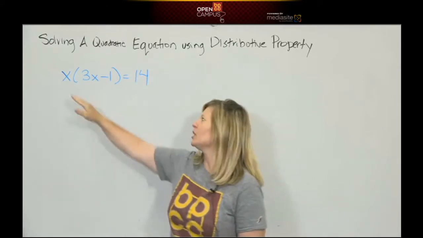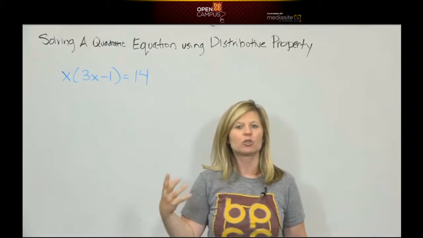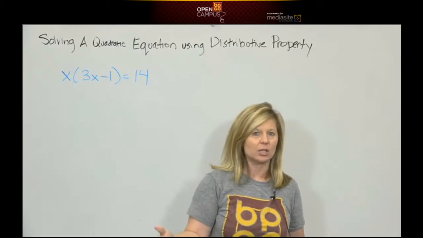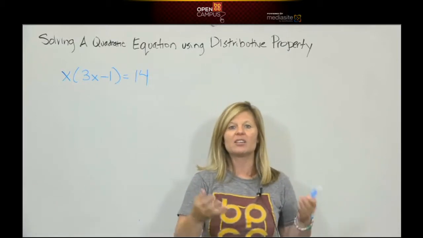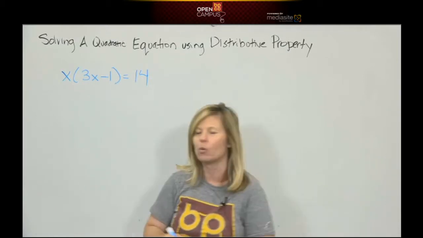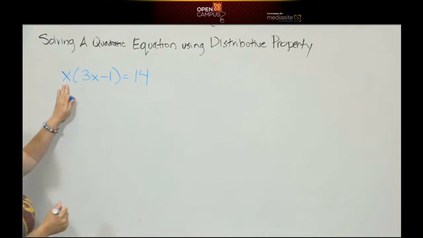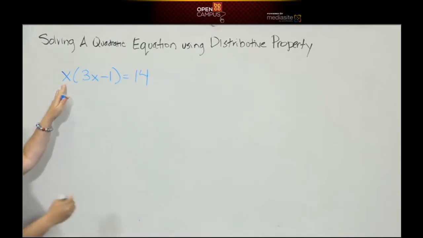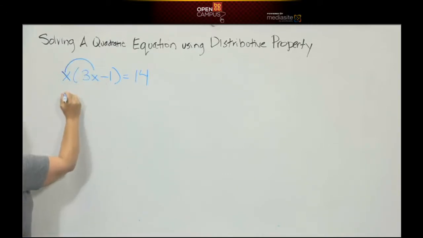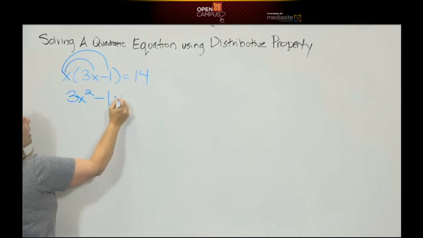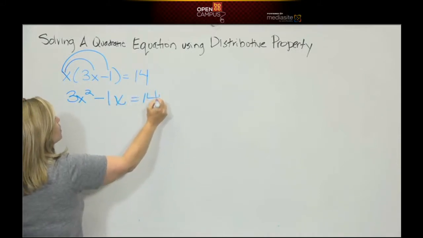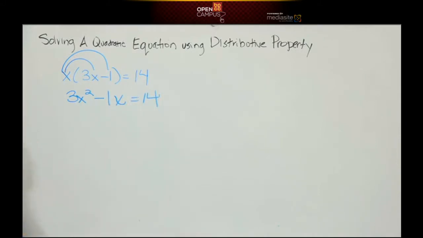What you have to do is deal with this left side, and you have to use your distributive property for multiplication. Because you have to get rid of the parentheses and see what you have on the left side to decide whether this is a quadratic equation. So we know when we have a term in front of parentheses, we distribute. So x times 3x is 3x squared. x times negative 1 is negative 1x. And it equals 14. Now clearly it's quadratic.